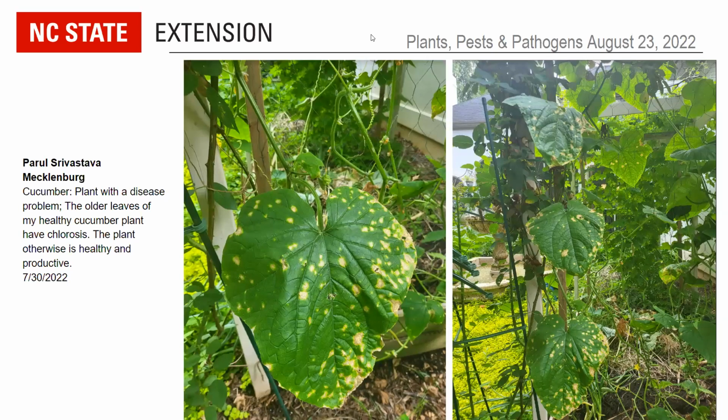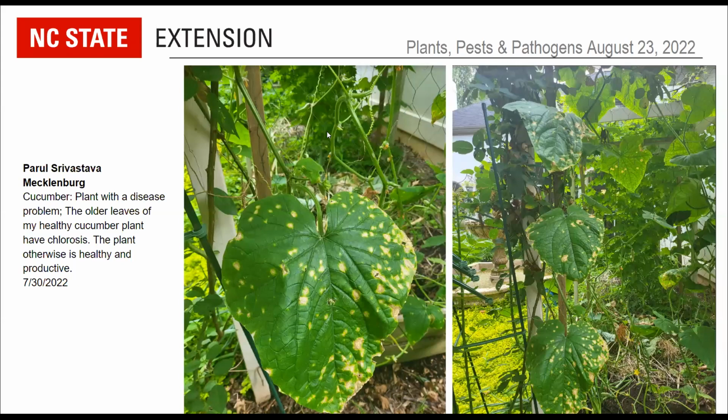All right. Barul sent this set of photos of cucumbers, Mecklenburg County, plant with a disease problem. The older leaves of my healthy cucumber plant have chlorosis. The plant otherwise is healthy and productive. So you do have some chlorosis there around the margins of these actual, I would say, necrotic leaf spots where the tissue is dead. And in this case, I think we've got a better chance of identifying what the problem is. So more concentrated on the lower leaves.